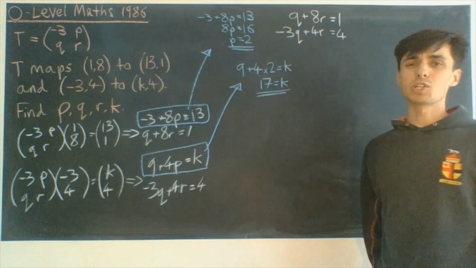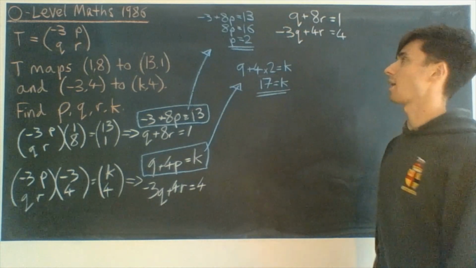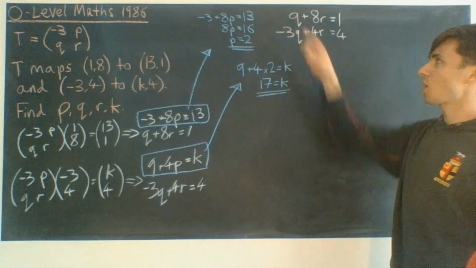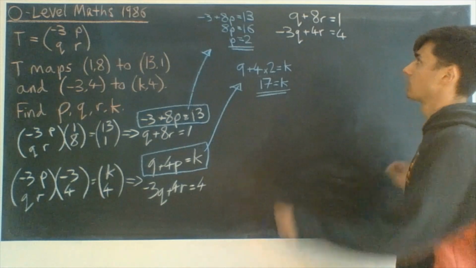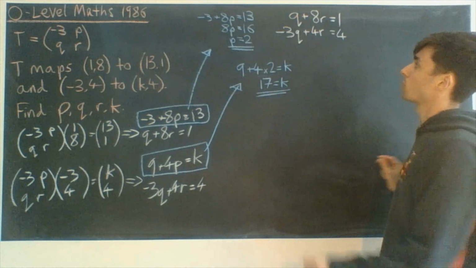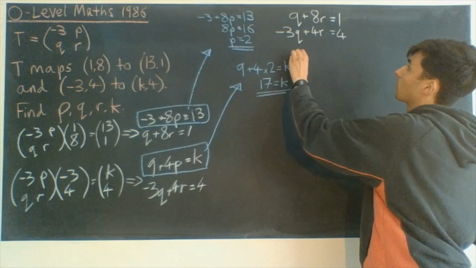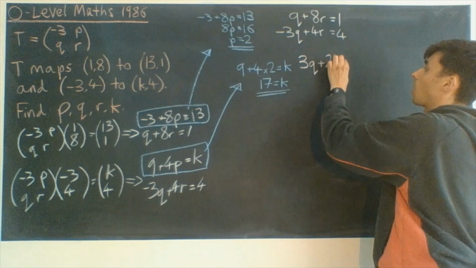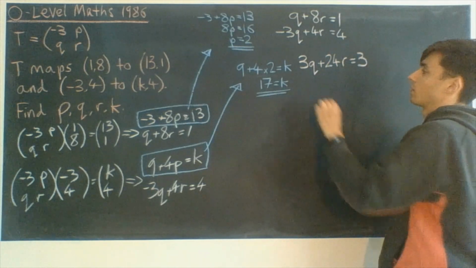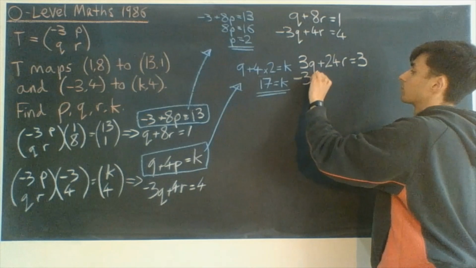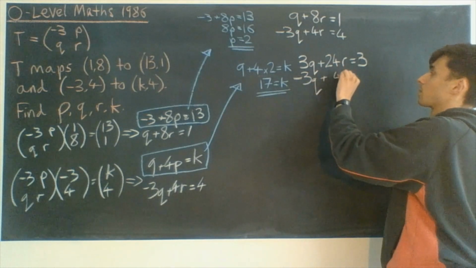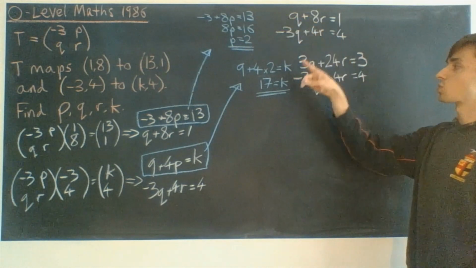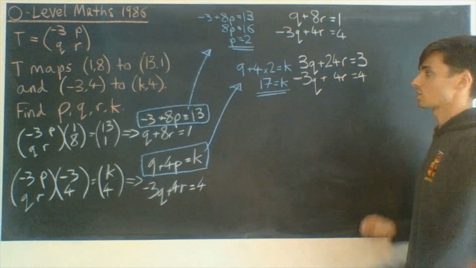When we write it like this, we should be thinking about eliminating one of these variables. And I think the nicest one to eliminate here will be Q. So let's times this top row by 3. So writing these out again, but with the top row multiplied by 3, we should get 3Q plus 24R equals 3, and minus 3Q plus 4R equals 4. The bottom row hasn't changed at all, but the top row we multiplied all the coefficients by 3.